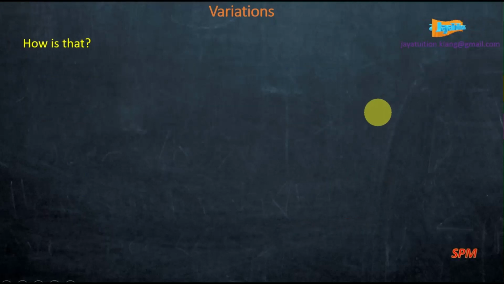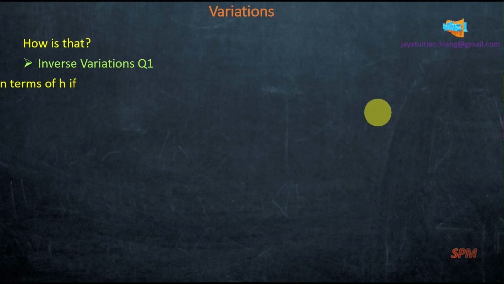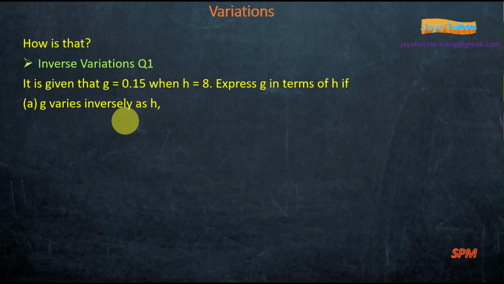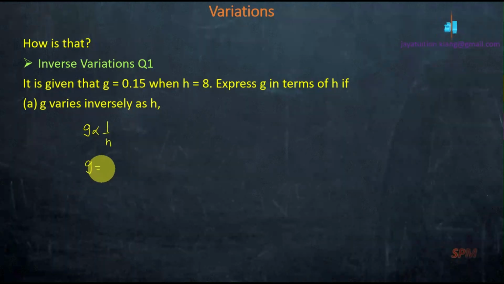In this video, we are going to see about inverse variation. So, what is inverse variation? Given over here is that g is equal to 0.15 when h is equal to 8. Express g in terms of h if g varies inversely as h. If g varies inversely as h, meaning 1 divided by h, we can write g will be equal to some constant k divided by h.